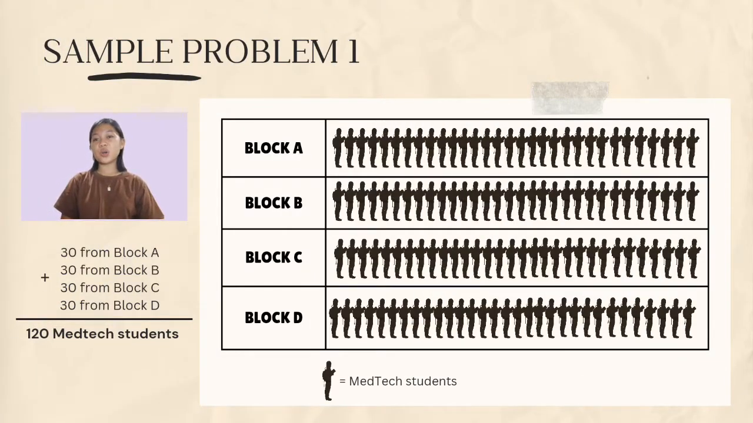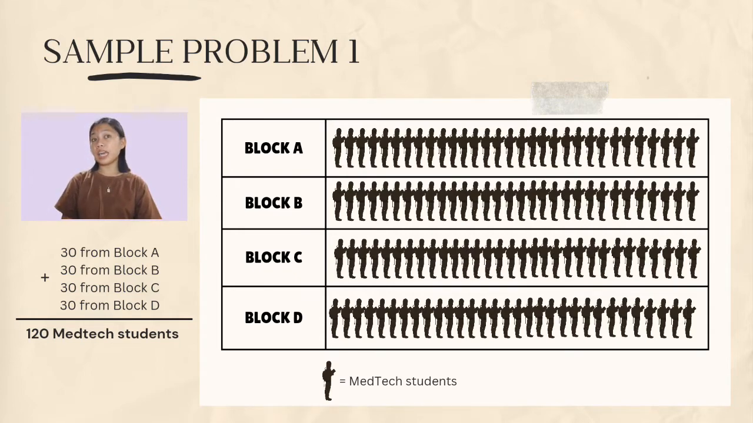So here is the answer or interpretation of sample problem number 1. There are 30 students in a block, and there are 4 blocks in total. How many METEC students are there all in all? As we can see in the table, blocks A to D have 30 METEC students each.